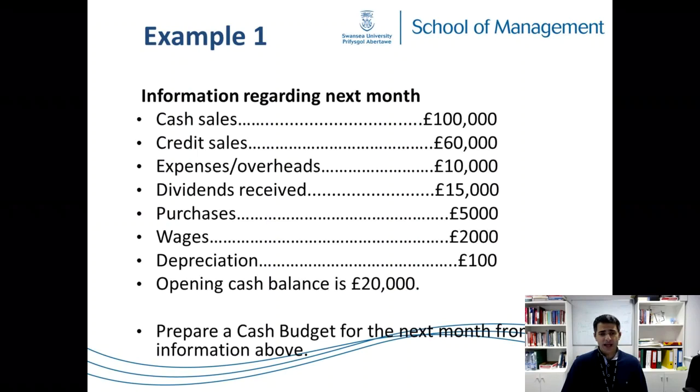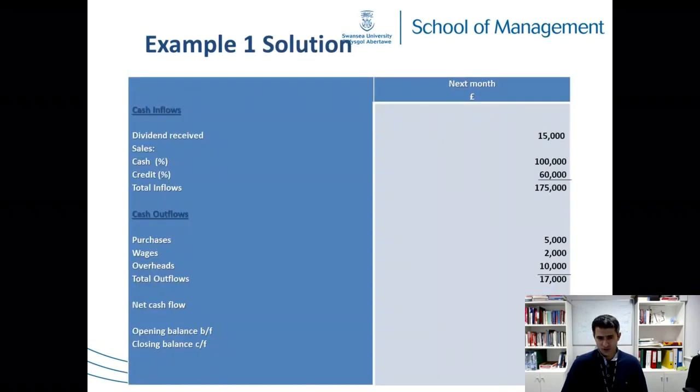The opening balance is £20,000 for the next month. So this £20,000, if you add it up with the net cash flow, £158,000, you should end up with the closing balance, which is £178,000. Okay.